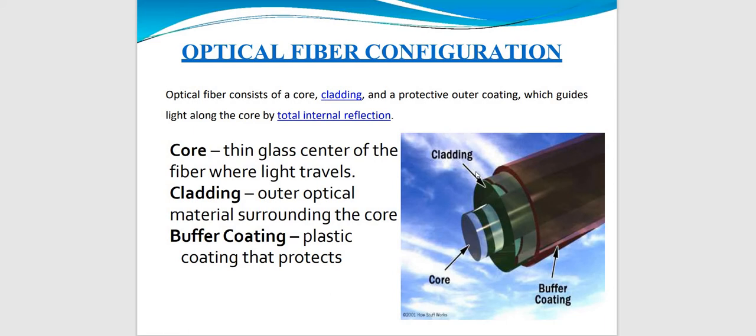Normally an optical fiber cable has three main components called the core, cladding, and the protective covering. The core is a thin glass center of the fiber where the light travels. The cladding is the outer material which surrounds the core, and finally the cladding is covered by a protective covering material which protects the core and cladding from mechanical shocks.